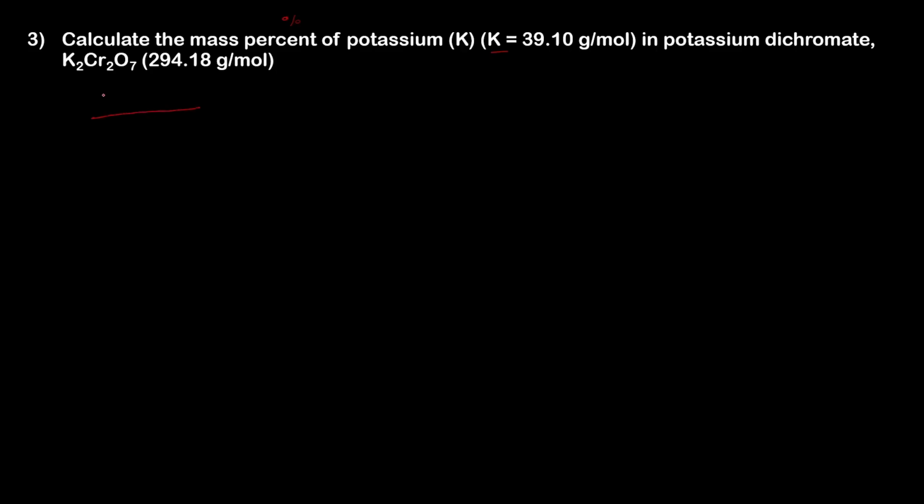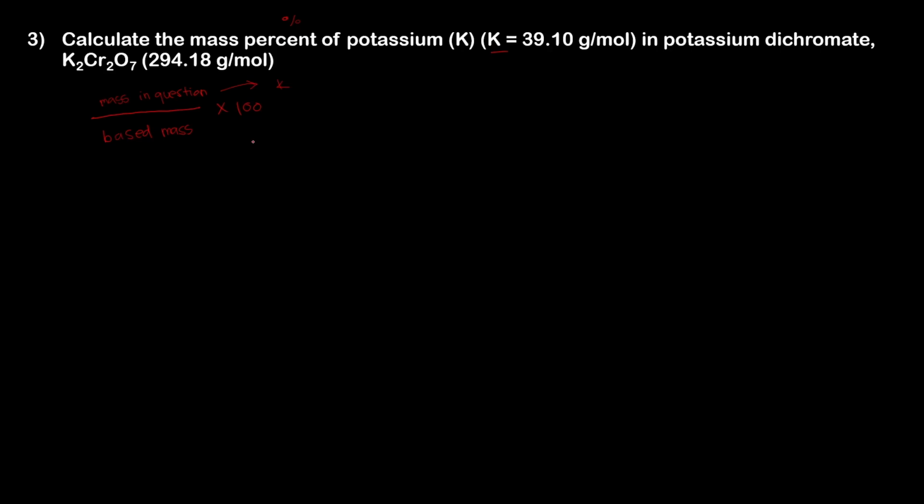This above would be the mass in question, over base mass, times 100. Basically, the mass in question would be the molecule or the analyte, for instance, that we want to find. In this case, we want to find the mass percent of potassium. So the mass in question would be the potassium.